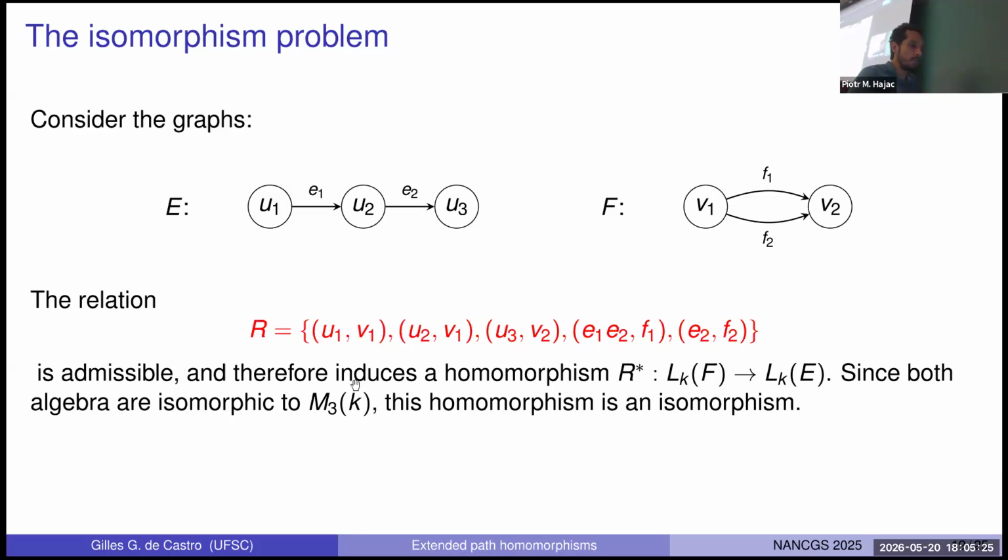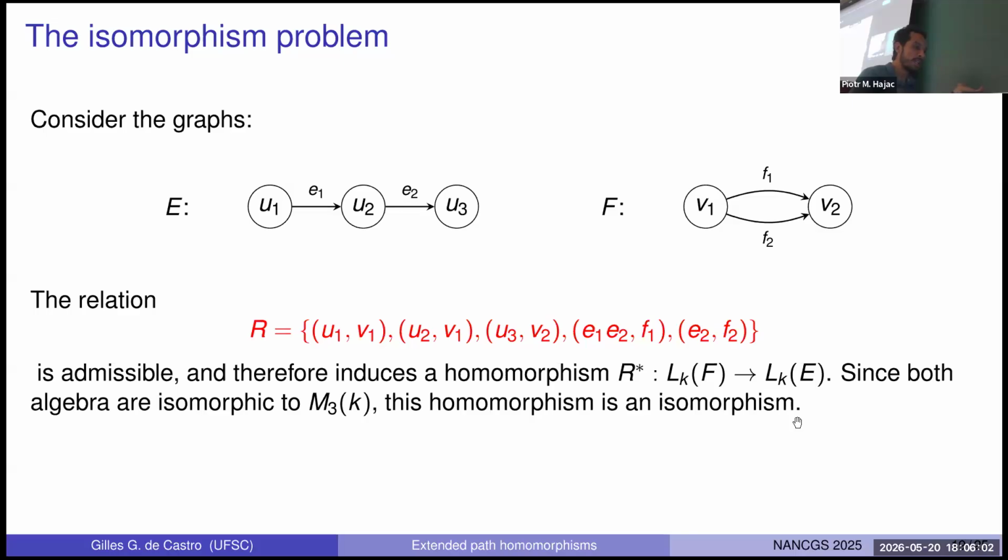So we relate U1 and U2 to V1, and then U3 to V2. And then we have E2 being related to F2, and the path E1, E2 related to F1. So this example is not a path homomorphism, nor a graph homomorphism. This is really a relation. It's kind of a composition of the other two. So this is really a relation, and this induces a homomorphism using the formula before.